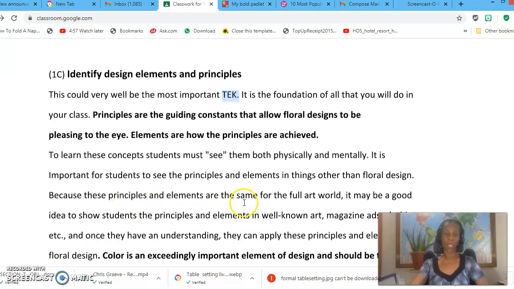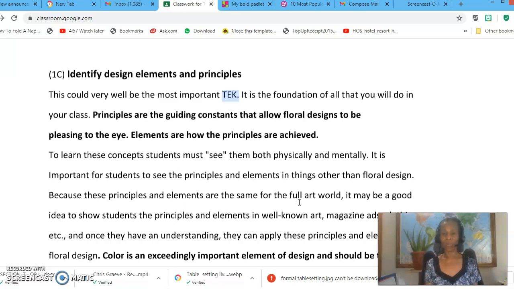Because these principles and elements are the same for the world of art, it may be good that you know they appear in dress. Look at what I have on. Both sides of this outfit are the same. That speaks about balance. I have lines in this: I have a diagonal line coming here, and at my shoulder I have a vertical line coming down. I don't have any horizontal line, which is a line going across. I could have something going across my chest, and that would be a horizontal line.